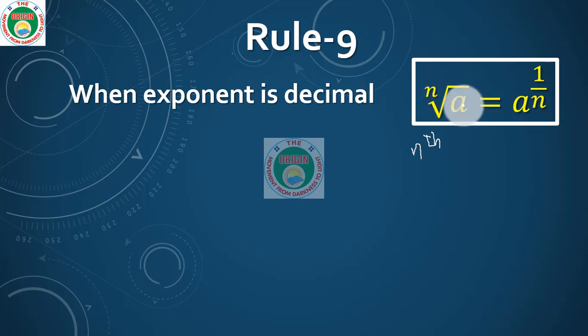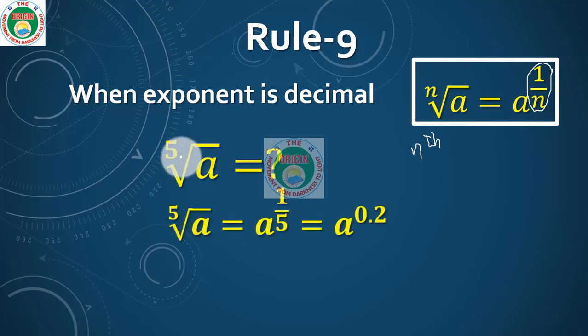Now nth root of a equals what? A power 1 by n. Here the base is a and the exponent is 1 by n. Now the example I have taken here: 5th root of a equals what? Here n equals 5, so 5th root of a means a power 1 by 5. 1 by 5 in decimal is 0.2. Now this is a power 0.2. So this is the decimal exponent.